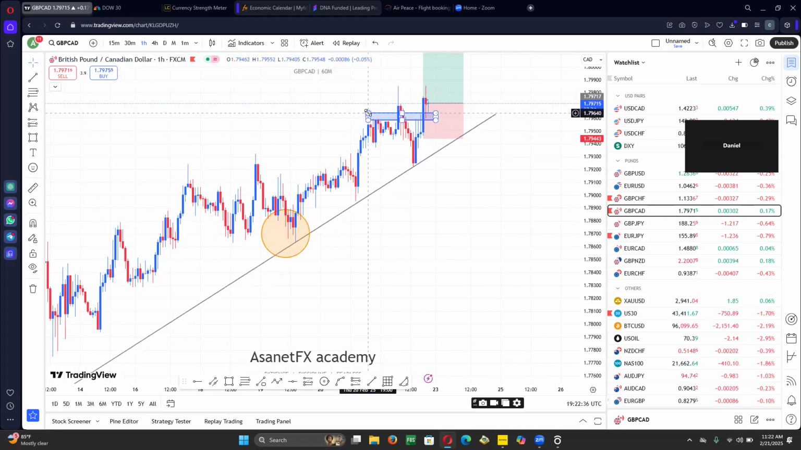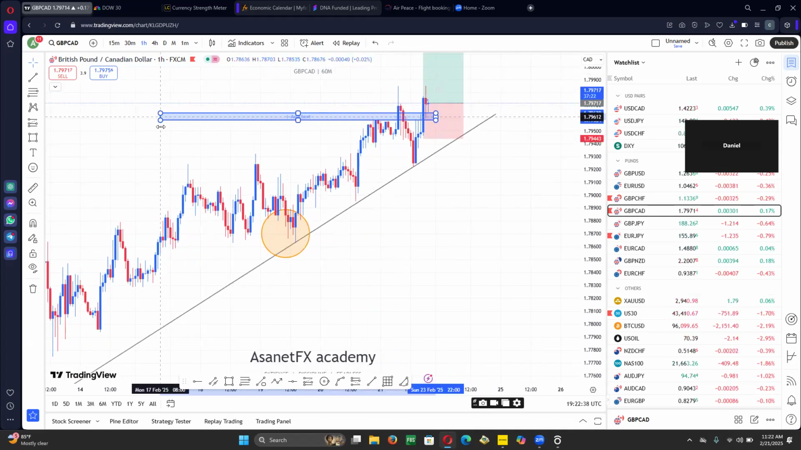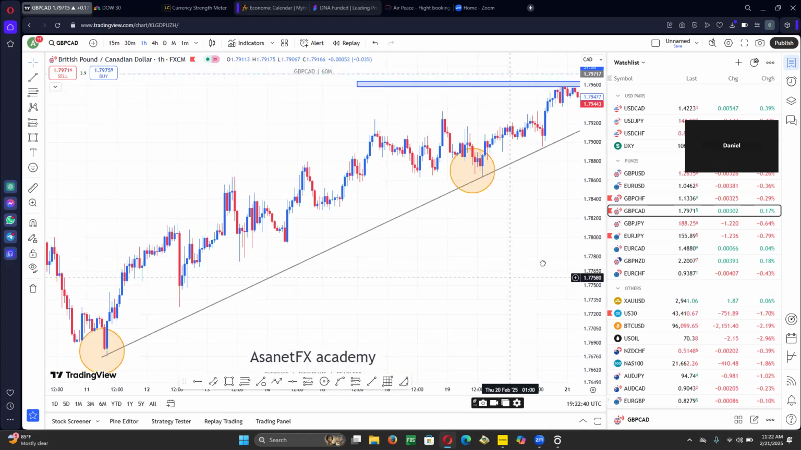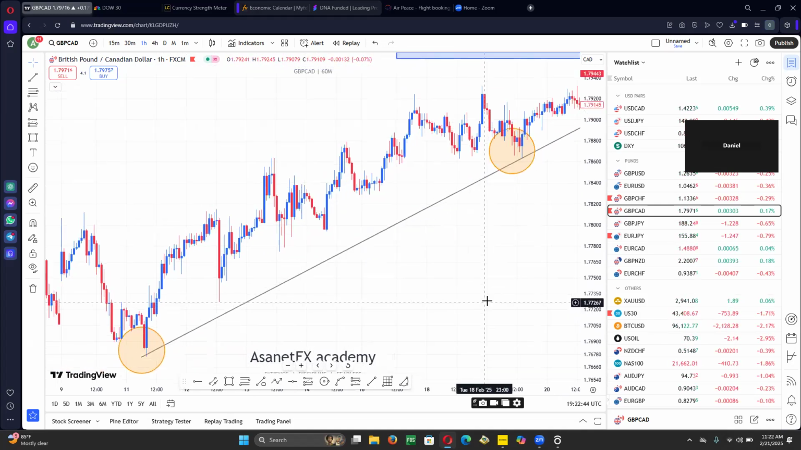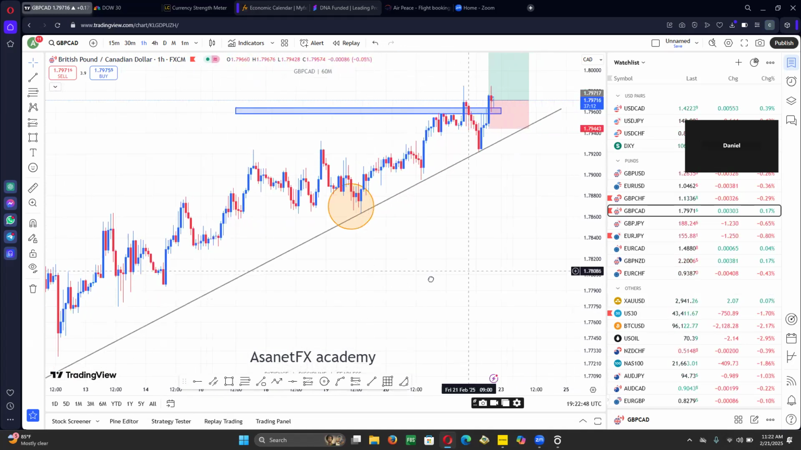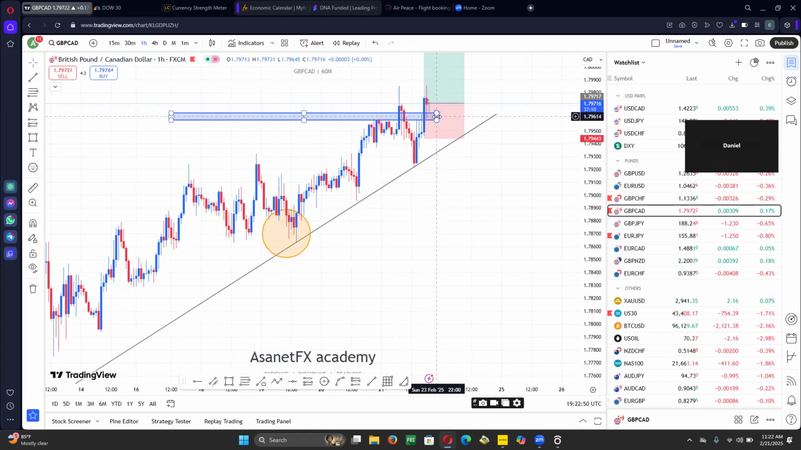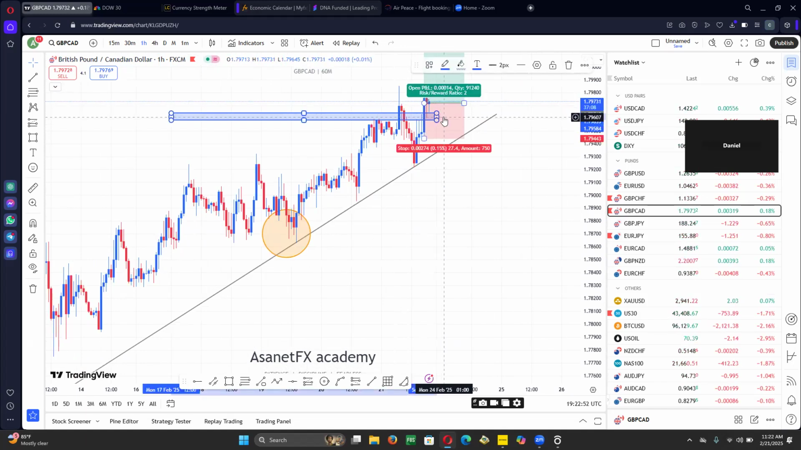So GBP is bullish. If I use a trend line, first touch, second touch. If you watch market structure, highs and lows, you can see it's a bullish market. So in a bullish market, you keep finding opportunities to buy. If you see them selling, keep finding your zone to buy.